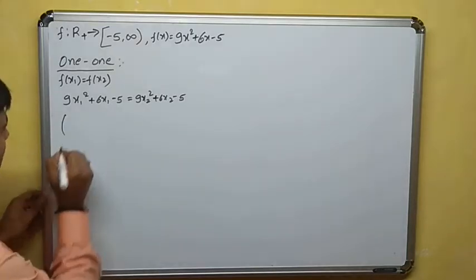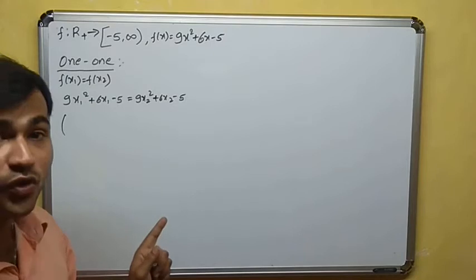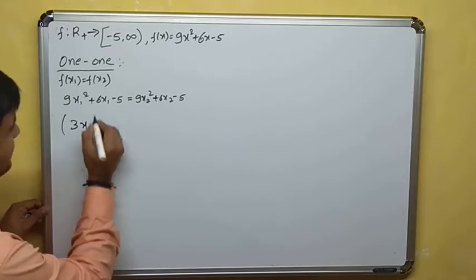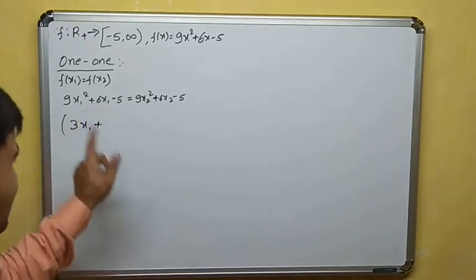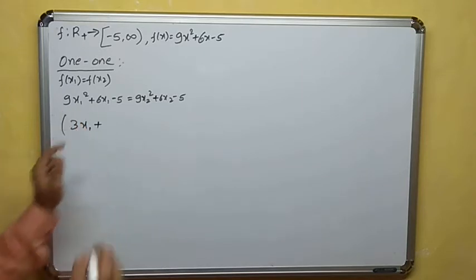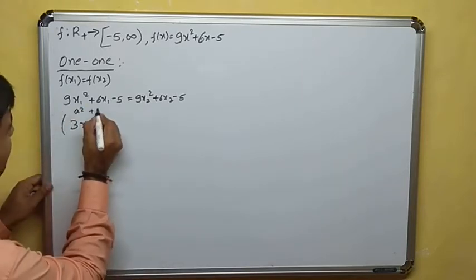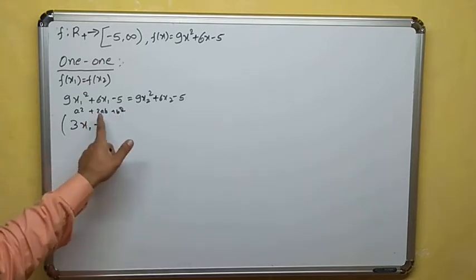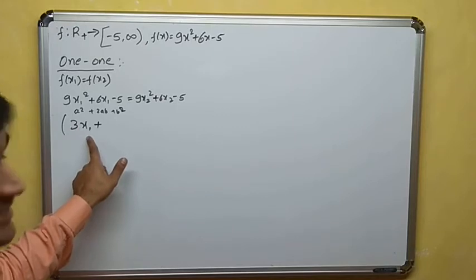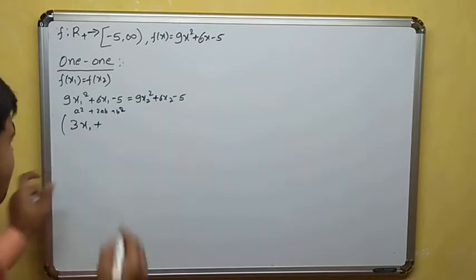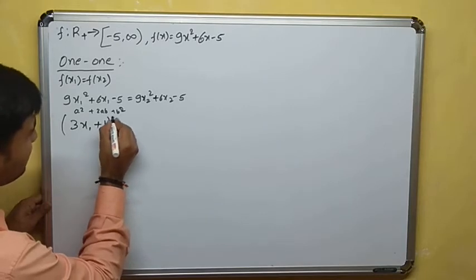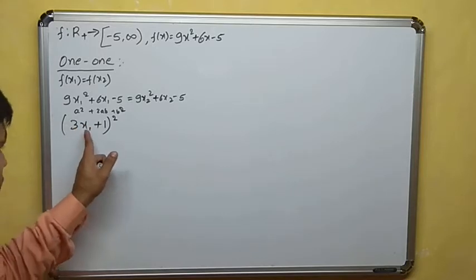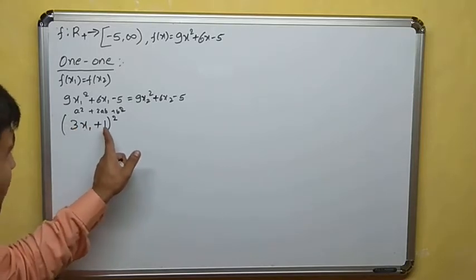So here we have 9x1². What is the square root of 9x1²? Immediately we can write 3x1 plus, since the second term is plus 6, already we have 3x1. In that formula it will be a² + 2ab + b². Therefore in place of this 2ab, already 2 into 3x1, 6x1. Therefore in place of this b we should have 1 the square. Suppose if I write (3x1 + 1)², then it is 9x1² + 6x1 + 1.